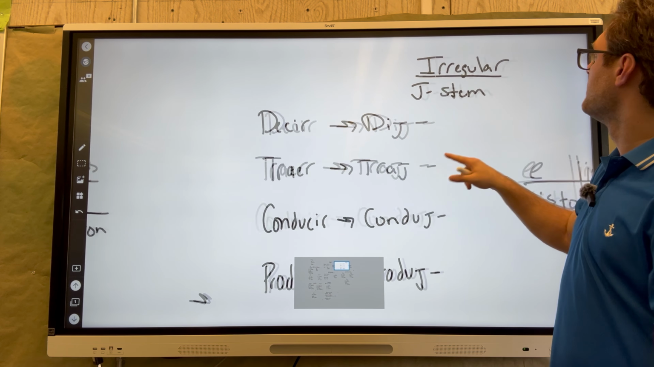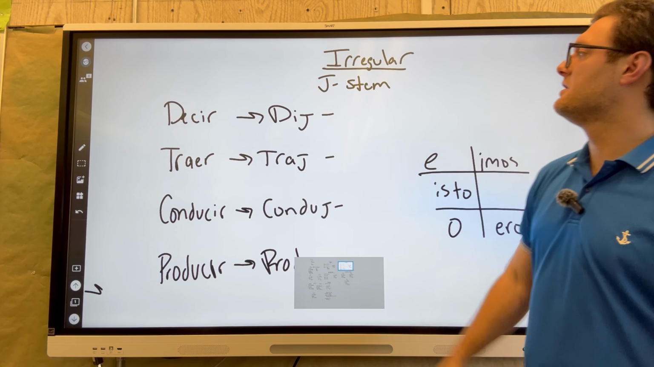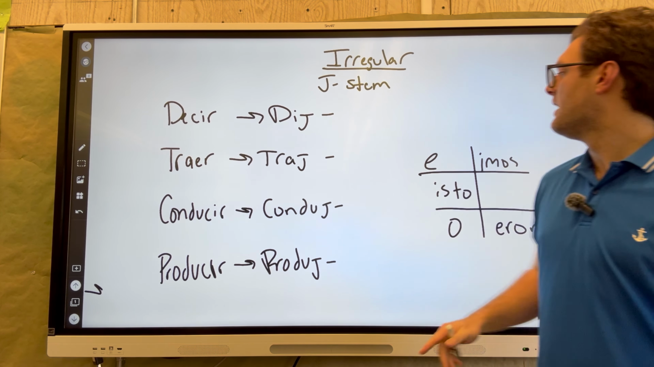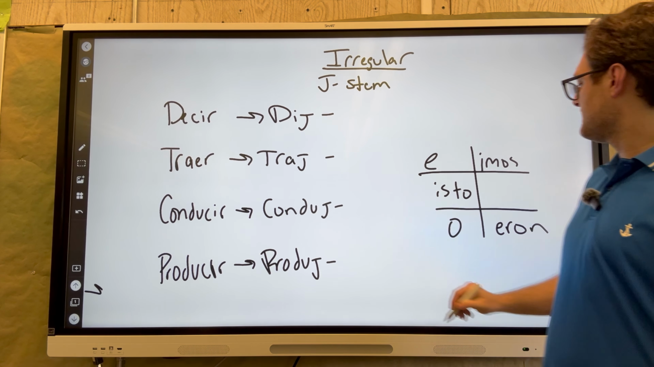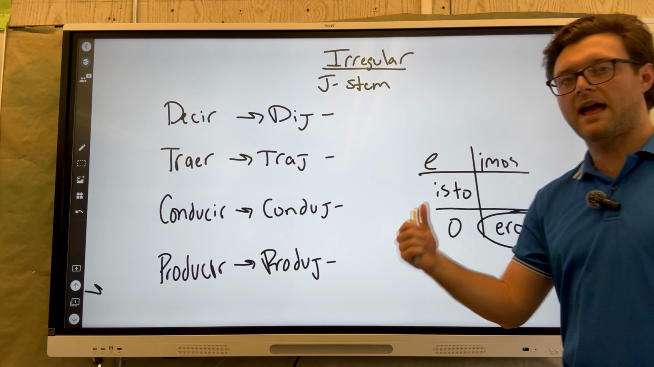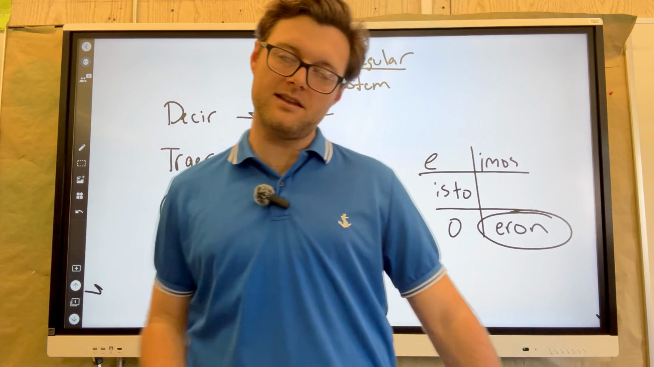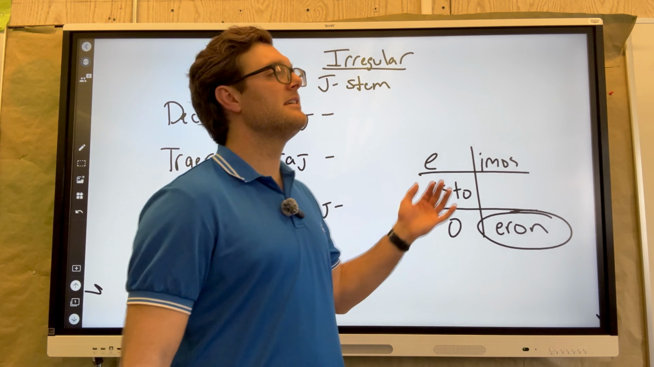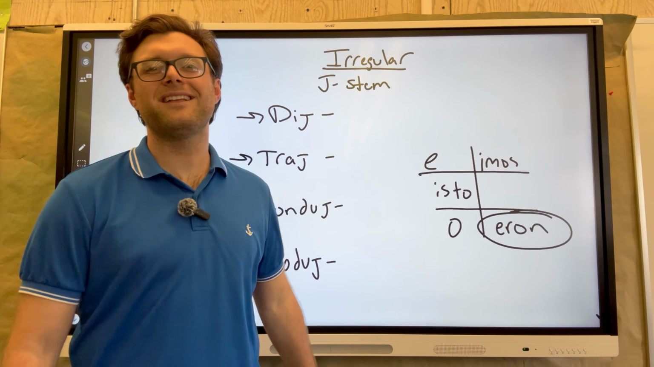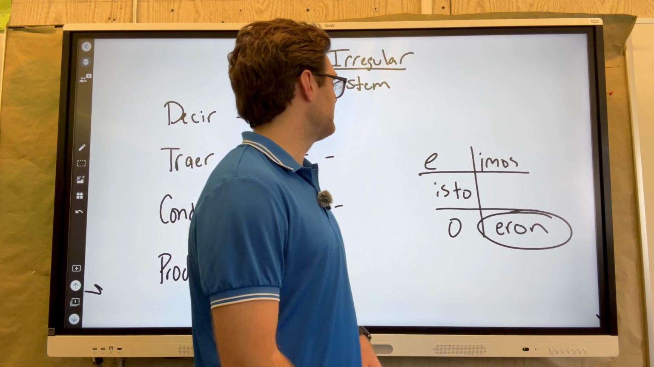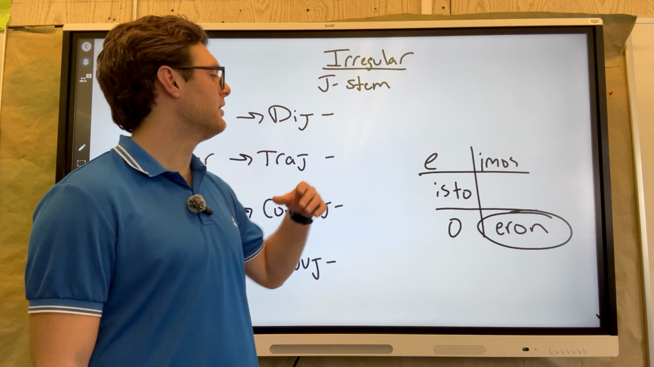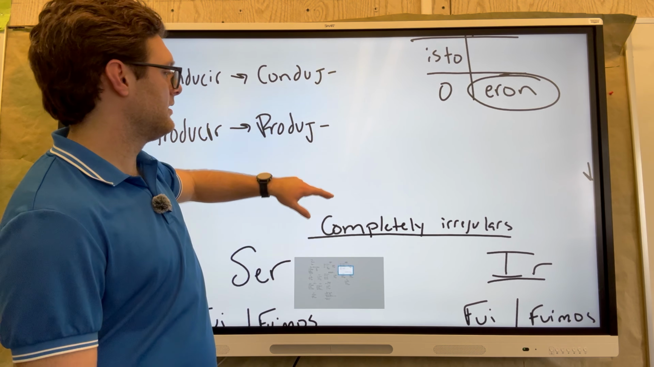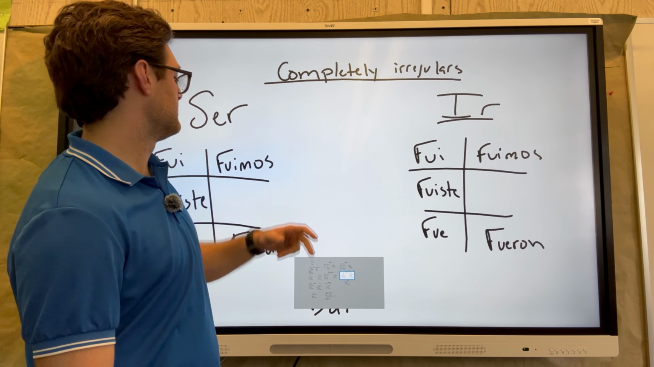Some more irregulars. We have our J stems. So decir becomes dij, traer, traj, conducir, conduj. And then the difference here is in this third person plural. So ellos, ellas, o ustedes, instead of being ieron, it's eron, right? So it's not dijieron, it's dijeron, right? And that just sounds so much smoother when you really lay it out. Dijeron, trajeron, condujiste, okay?